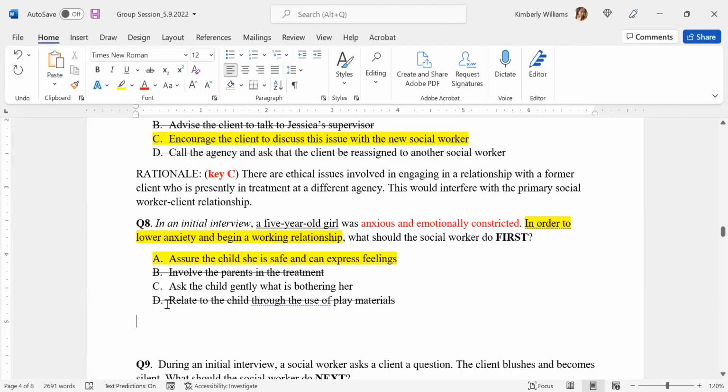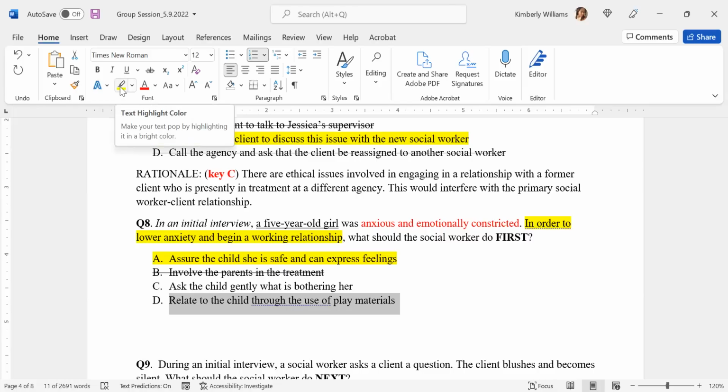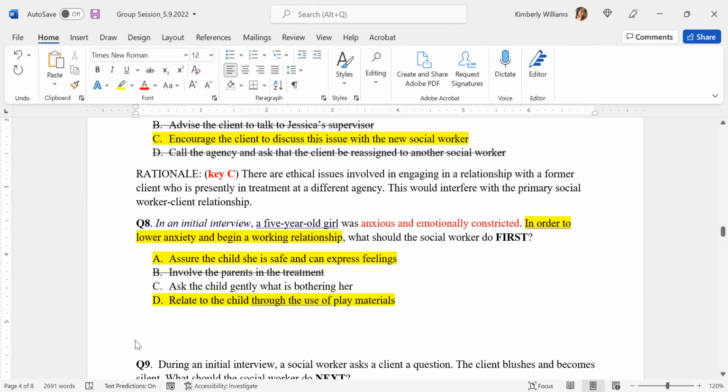So the best thing that you can do, or the most important thing you can do, is relate to her through the use of play materials. She's 5. For people that see kids, we know sometimes we have little Lego blocks and little dolls in our office, just to break the ice with a 5-year-old, because telling a 5-year-old she is safe and can express her feelings, she isn't understanding that. You're a stranger. You're in the beginning phase with her. She doesn't know you.